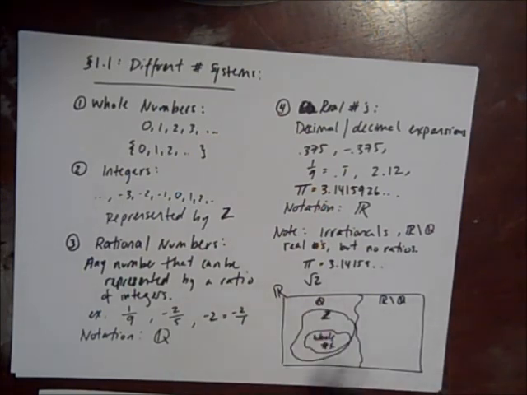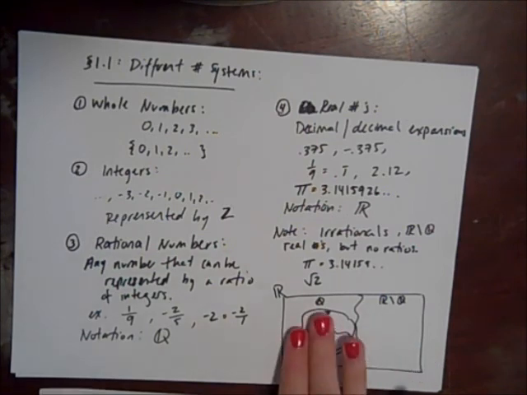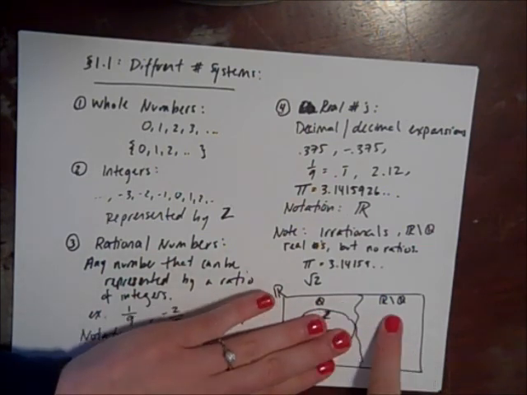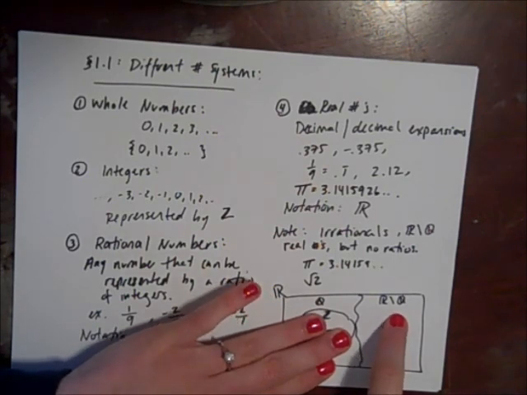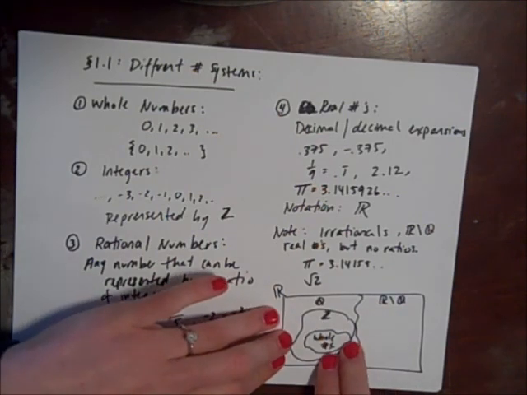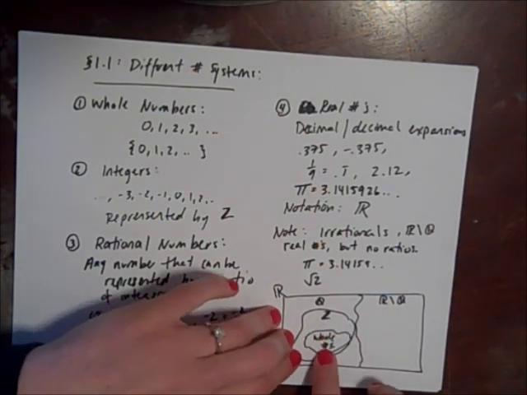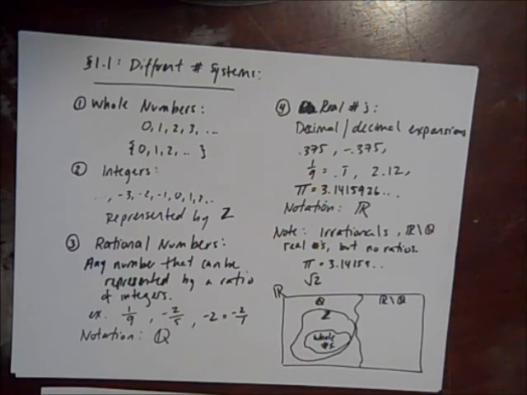Real numbers include everything. Within the real numbers, you have your rational, your irrational. So these are all your fractions. These are things that can't be written as a fraction. So pi, square root of 2, square root of 3, things like that. Within your rationals, I have my integers. Within your integers, I have my whole numbers. So those are going to be all the systems that we're going to work with.